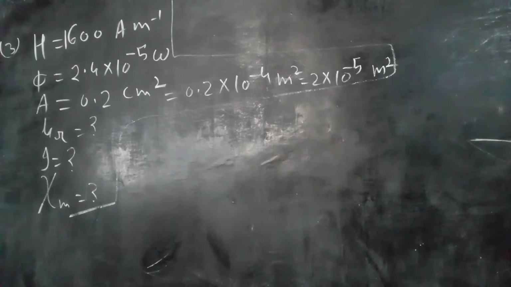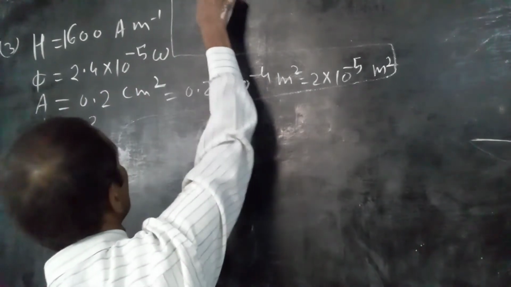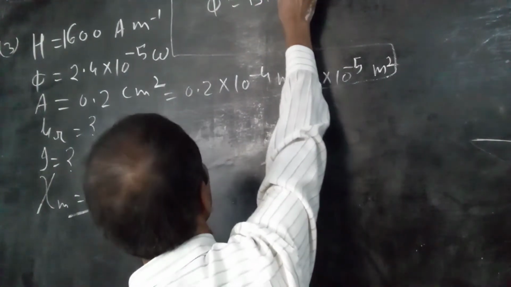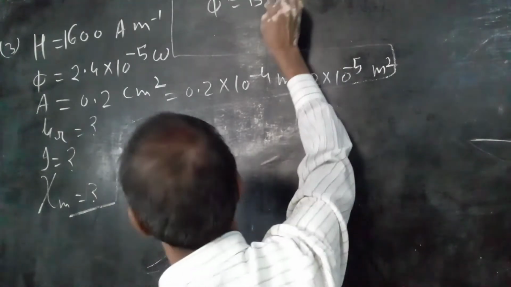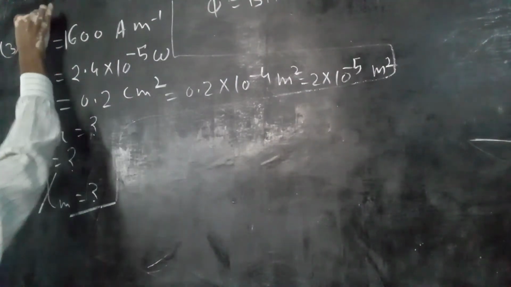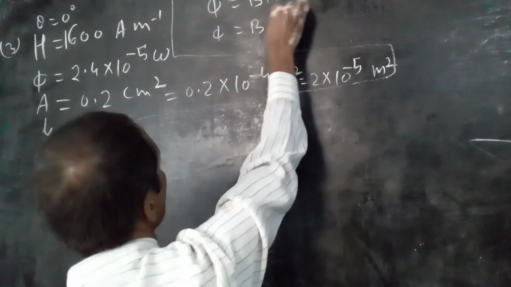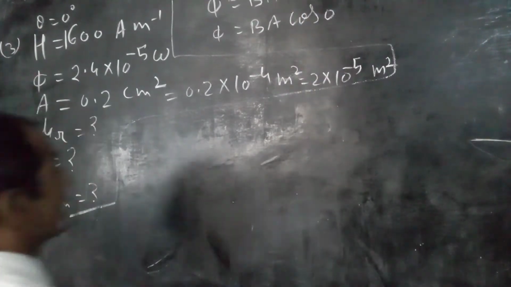Permeability of the material is the ratio of magnetic induction to the magnetic field. H is known but B is unknown. So we find magnetic induction with the given data. Flux phi is equal to BA cos theta. Here theta is 0 degree, so phi is equal to BA cos 0.